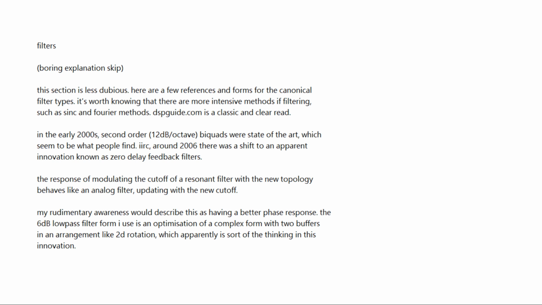The response of modulating the cutoff of a resonant filter with the new topology behaves like an analog filter, updating with the new cutoff. My rudimentary awareness would describe this as having a better phase response. The 6 decibel low-pass filter form I use is an optimization of a complex form with 2 buffers in an arrangement like 2D rotation, which apparently is sort of the thinking in this innovation.